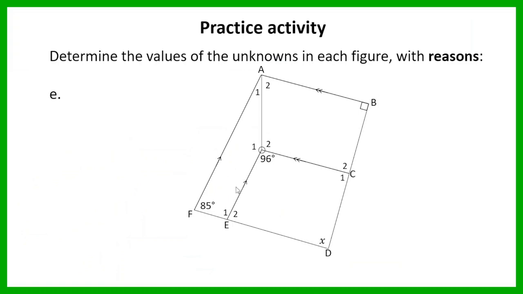Now, in this one over here, you have been given a quadrilateral AFDB, and you've been given a point in the middle over here, somewhere not quite the middle, point O, which is joined to E over there, C over there, and A. You've been told that these two lines, AF and OE, are parallel, and these two lines, AB and OC, are parallel. You've been told this angle is 96, there is 85, and you've been told those are perpendicular to each other. And you need to work out what x is. Now, this question is going to require multiple steps to get you to the point of working out what x is. Okay, so I'm going to give you 2 minutes to solve this problem.